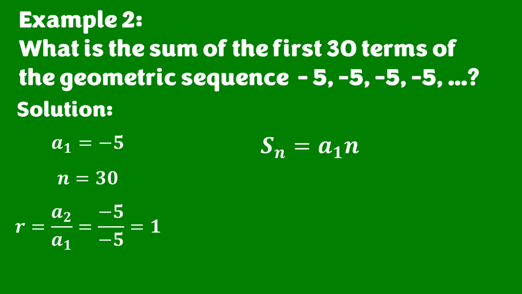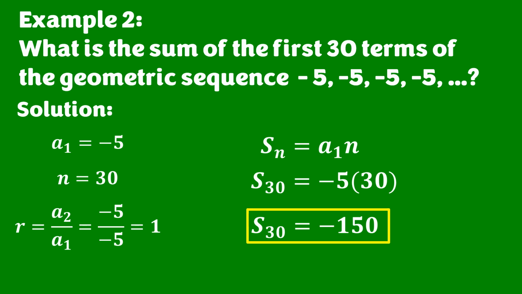So we're going to use the formula S sub n equals a sub 1 times n, wherein n is 30 and a sub 1 is -5. So the equation will become S sub 30 is equal to -5 times 30. And then we're going to determine the product of -5 and 30. So that is -5 times 30 is equal to -150. So therefore, the sum of the first 30 terms of the geometric sequence -5, -5, -5, -5, and so on is -150.